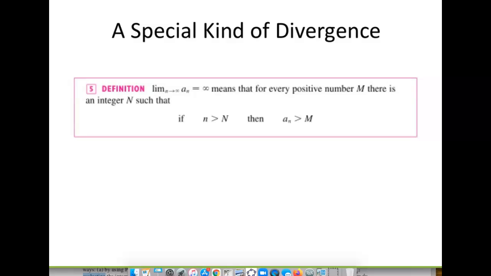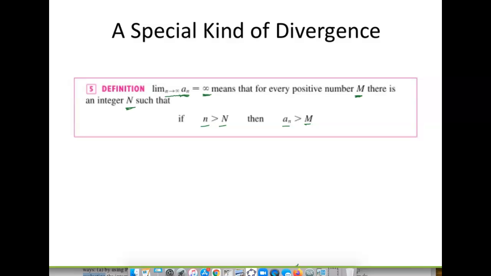So the reverse of that, if we want to look at divergence: if as you let n increase to infinity, your outputs, your a sub n values, go to infinity, that means that for every positive number M, there's an integer N such that if my index is greater than N, then my outputs will be greater than M. All that is the reverse of the game that I was talking about with Emin.